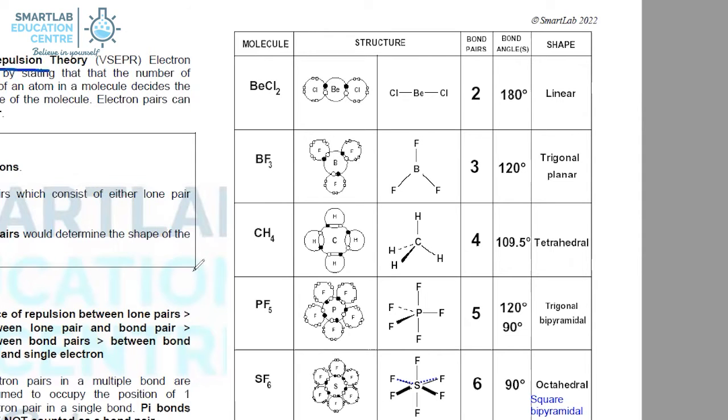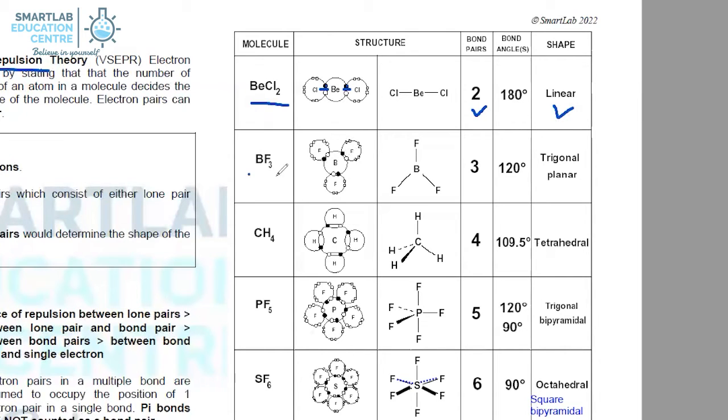Let us take a look at some examples. In beryllium chloride, Be has 2 valence electrons, and when chemically bonded with chlorine atoms, they form 2 single bonds, and beryllium has 0 lone pair. So if it's 0 lone pair, 2 bond pairs, the electron clouds in the 2 bond pairs will spread as far apart as possible. That will give rise to the shape linear.